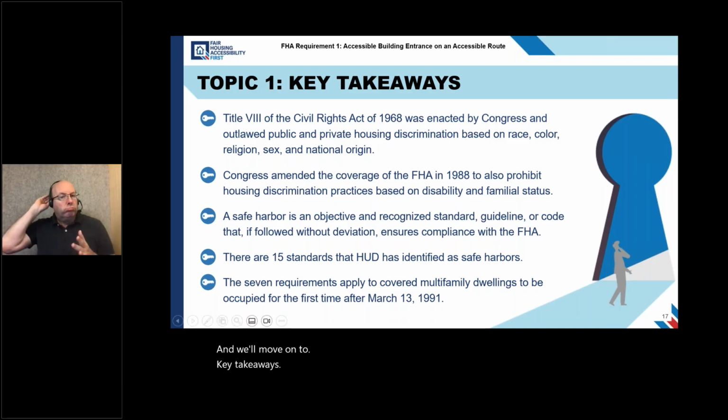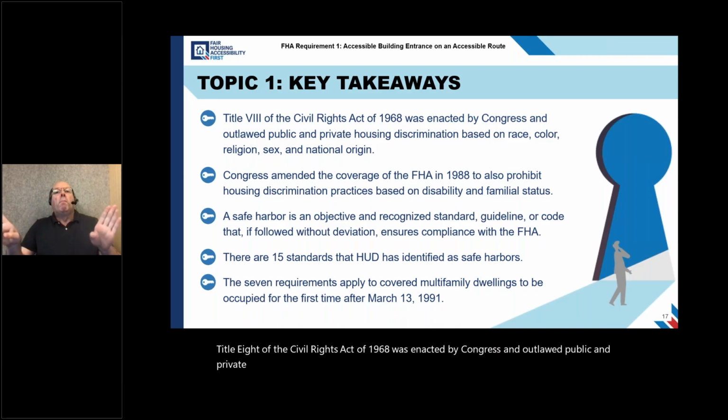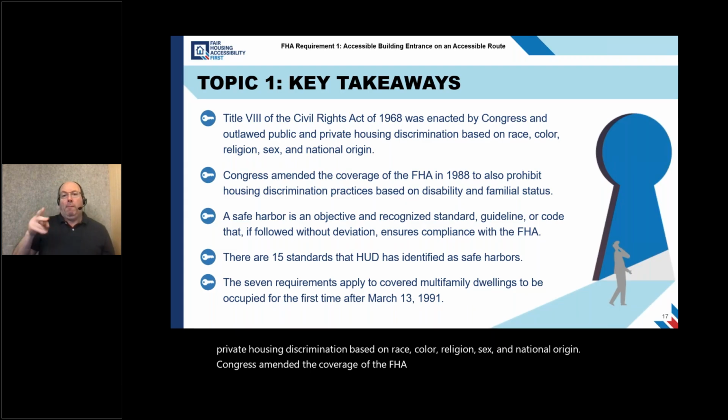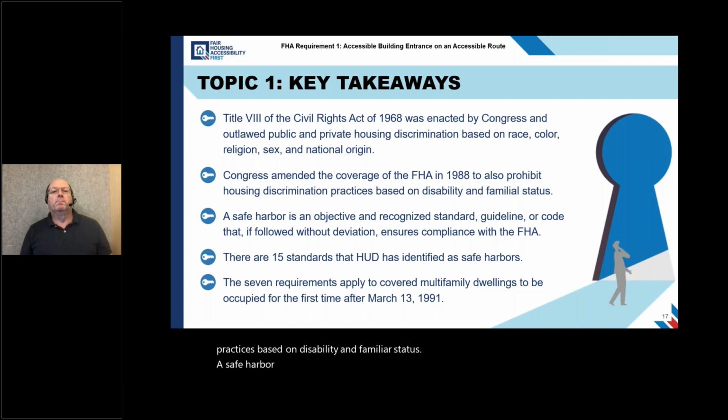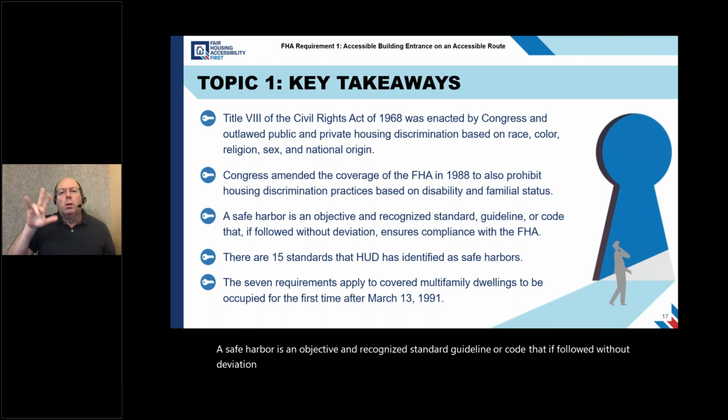Title 8 of the Civil Rights Act of 1968 was enacted by Congress and outlawed public and private housing discrimination based on race, color, religion, sex, and national origin. Congress amended the coverage of the FHA in 1988 to also prohibit housing discrimination practices based on disability and familial status. A safe harbor is an objective and recognized standard, guideline, or code that, if followed without deviation, ensures compliance with the FHA.